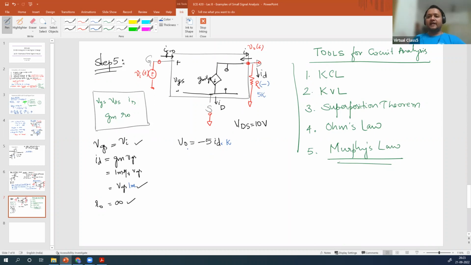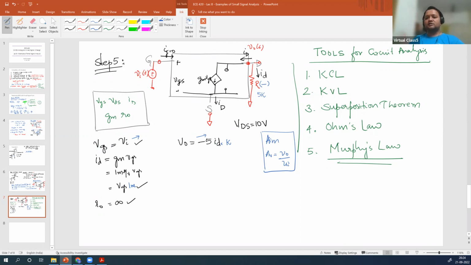Now, what is ID? Right? What is the aim? The aim of this equation is to find Av equal to v naught by vi. Now, you need to combine these two equations. What are the two equations which have got v naught and vi? You have got VGS equal to vi is one equation, v naught equal to minus 5 ID is another equation. So these two are the variables. So what is a relationship? You need to find out a relationship between VGS and ID.